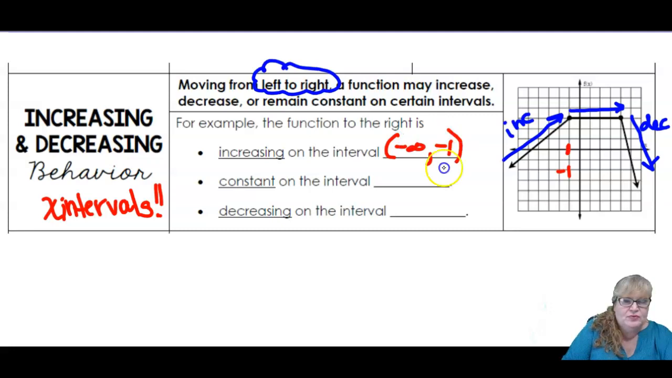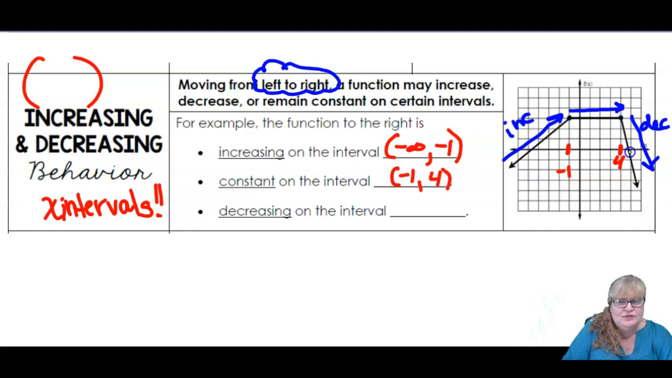And you always use parentheses when you're doing increasing and decreasing, because at the end point it is neither increasing nor decreasing, so you don't need a square bracket. Good news, you'll never have to worry about square brackets on these. All right, then it is constant from the X value of -1 over to the X value of 4. So from -1 to 4, the Y value remained constant.